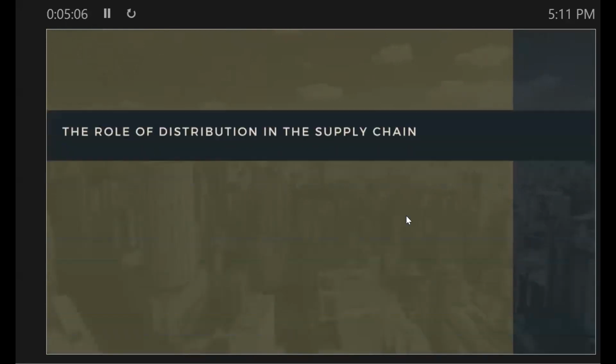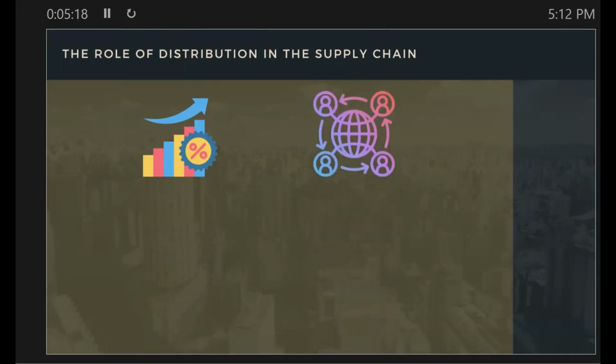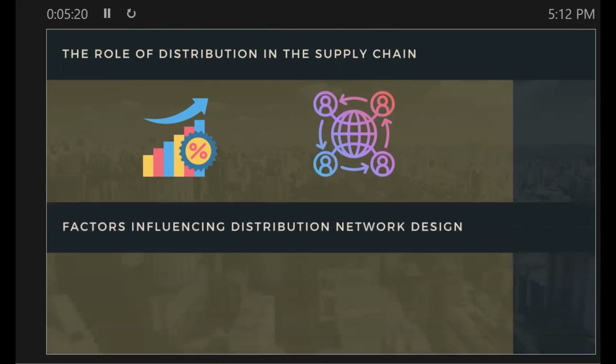So basically, distribution is defined as the movement of products from the supplier to the customer. The role of distribution in the supply chain is essential because it directly affects the profitability of the company, and it also affects the cost effectiveness of the supply chain. So what are the factors that should be considered in network design?